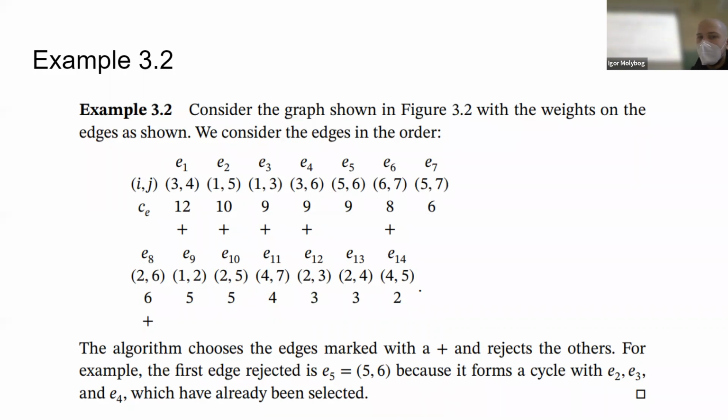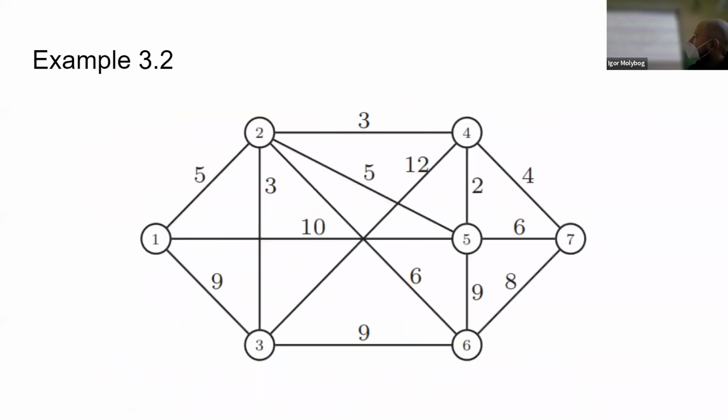So the first 4 edges can be added. Once we have added the first one, it has to go in because it cannot form a cycle. We cannot form a cycle with just one edge. The same thing for the second edge. The third edge and the fourth edge, we can check that they do not form a cycle. Sorry, so it's 3, 4, 1, 5, 5, 6, and 3, 6. So they are not forming a cycle, like they are forming a star.